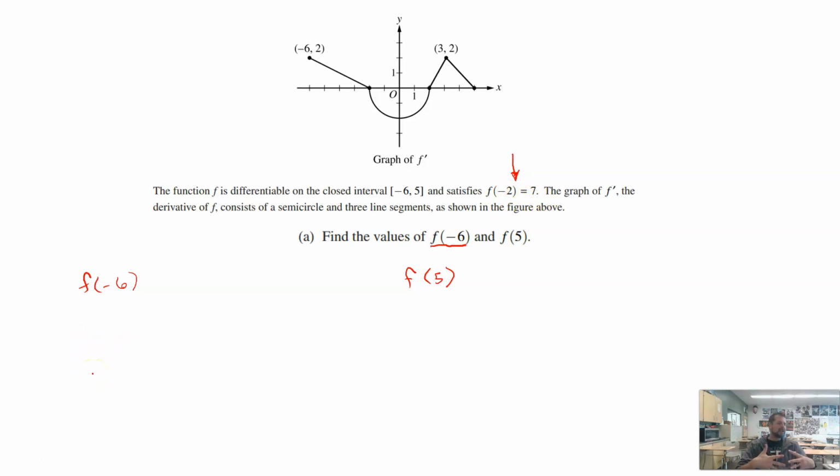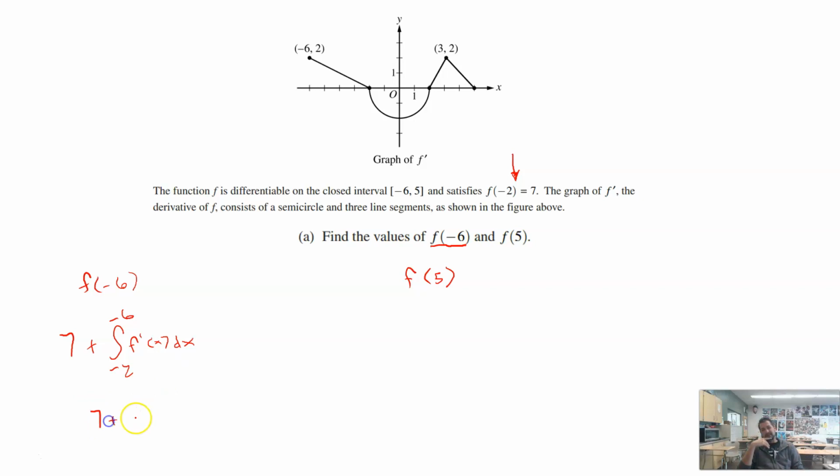Now, what a lot of people struggle with on a problem like this is looking at it and saying, okay, this piece of information that I'm given has nothing to do with this graph right here. Instead, that is an initial condition plus the integral from where it gives us that initial condition to where we actually want the value. So I'm going to go from -2 to -6 of my derivative. Again, if you think about this as a particle motion problem, this is like the initial condition plus the integral from a to b of the velocity.